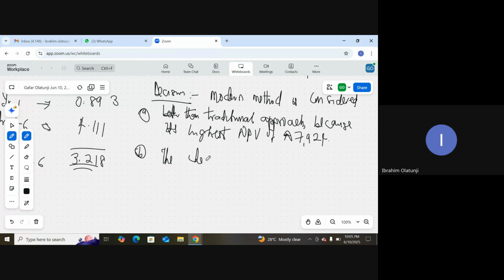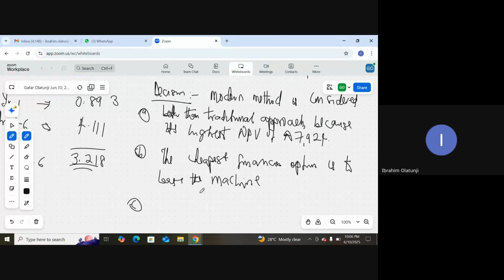Right? The cheapest finance option is to lease the machine. Because when we do the traditional approach, it is the leasing that is cheapest based on our computation. So if you watch the video, you understand it.